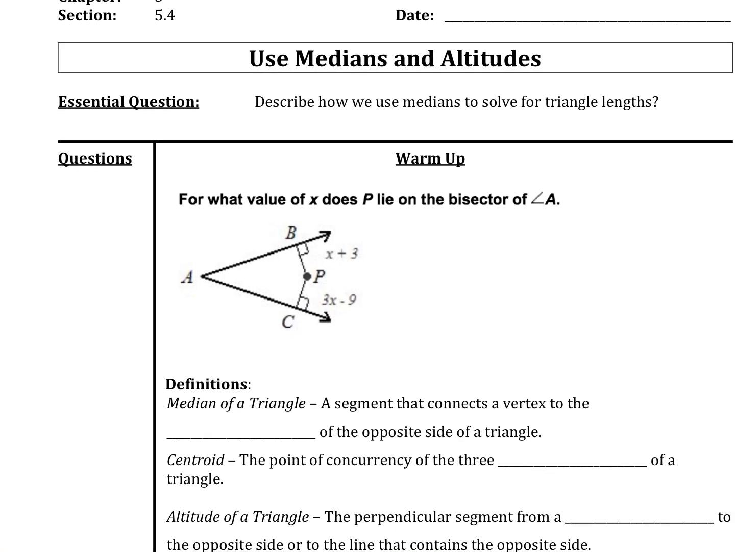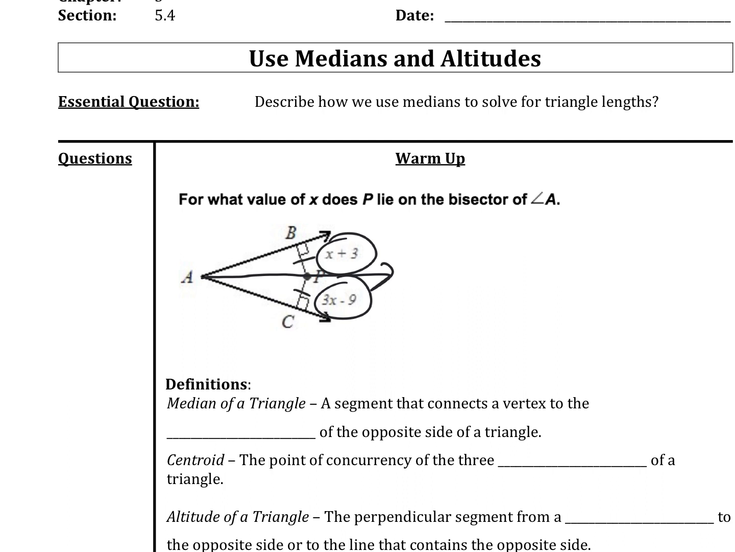All right, we have a warm up here. It says, for what value of x does P lie on the bisector of angle A? This is an example from 5.3. If this is on the bisector, what do we know about these lengths right here? We know something about those lengths. See if you can figure it out. Go ahead. All right, if we know that that's on the angle bisector, we know that these are congruent.